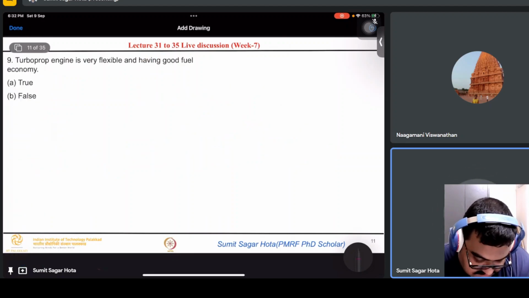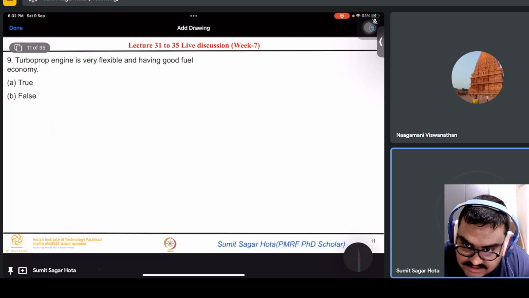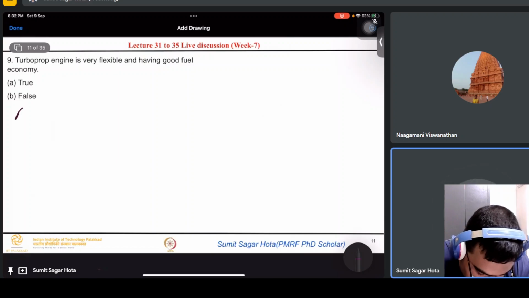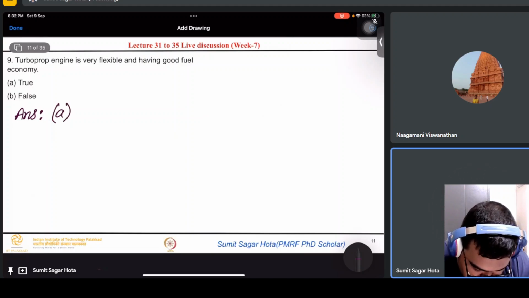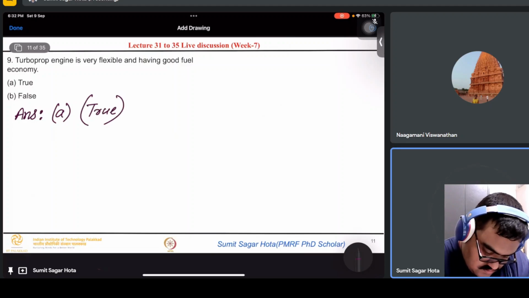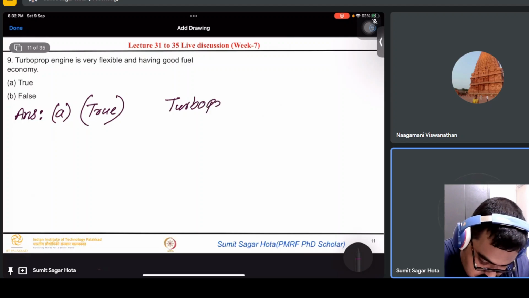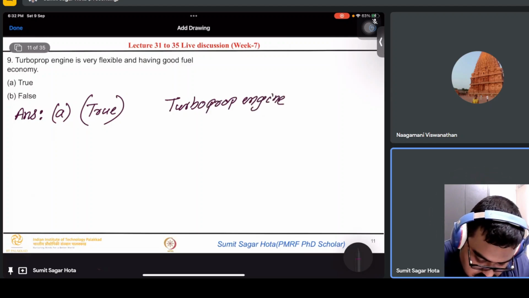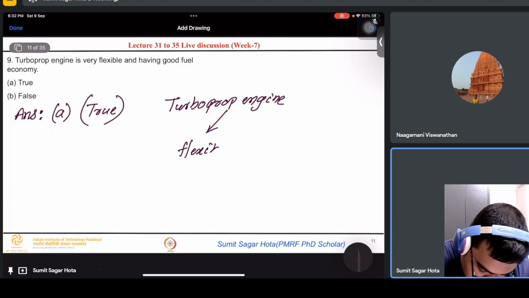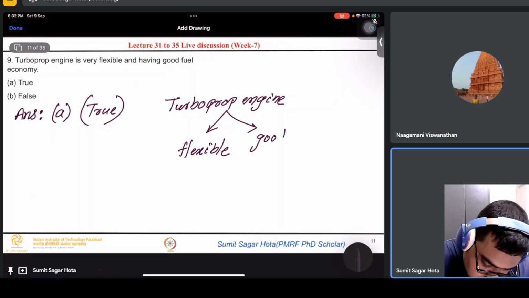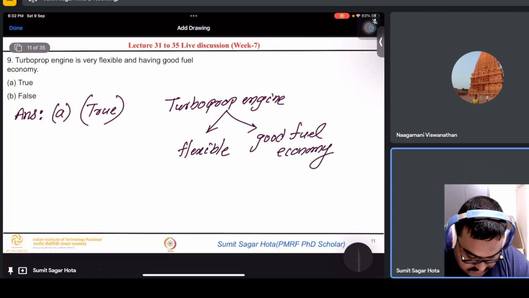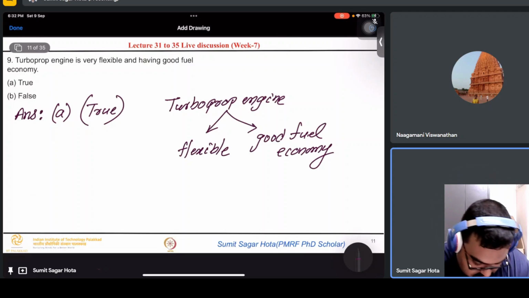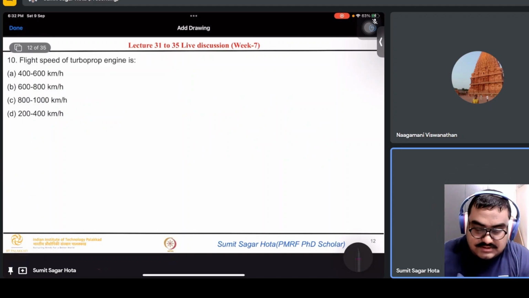Question 9. The turboprop engine is very flexible and has good fuel economy. Yes, obviously the answer is true. Next question.